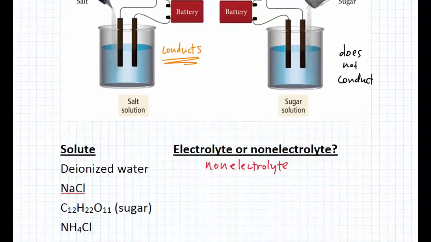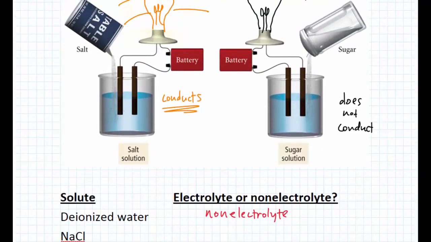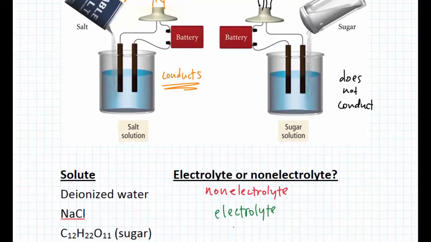So what that means, NaCl is an electrolyte. Sugar is a non-electrolyte. Now, look at those two formulas. Look at NaCl versus C12H22O11. Those fall into the two different types of compounds that we talked about in the last chapter, right? What type of compound is NaCl based on what kind of elements it's made out of?